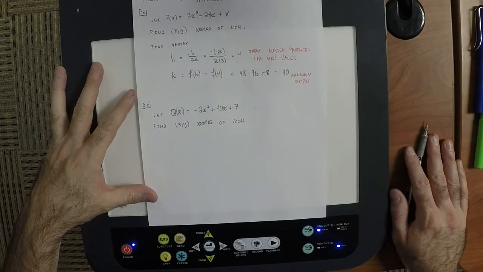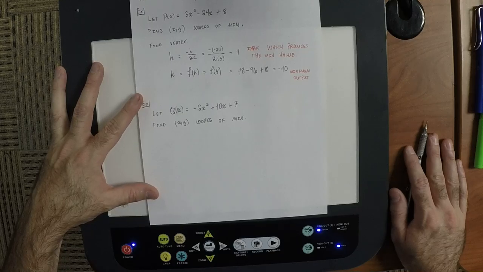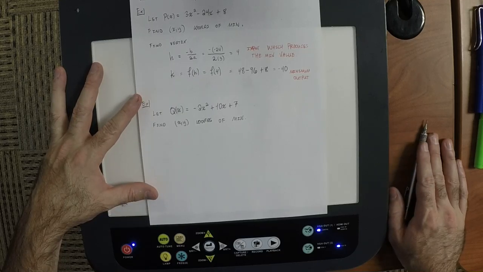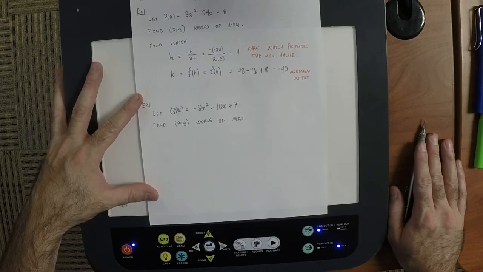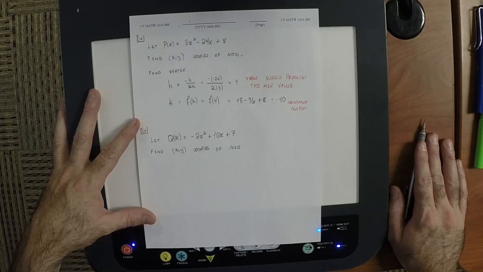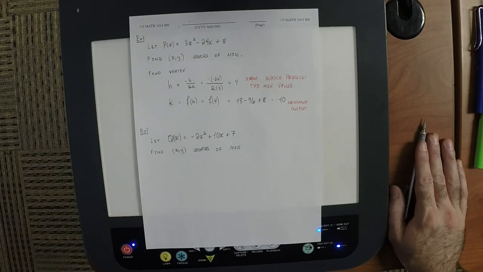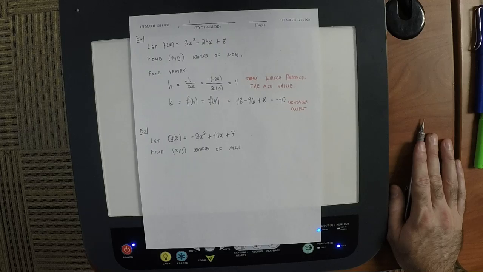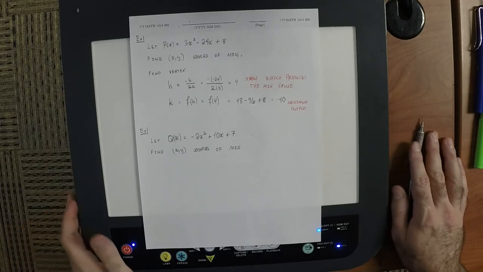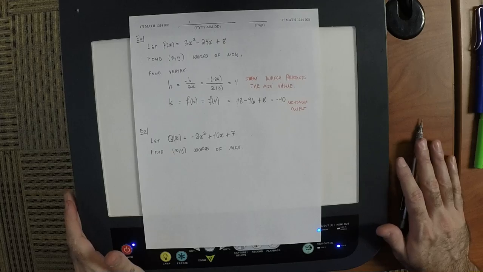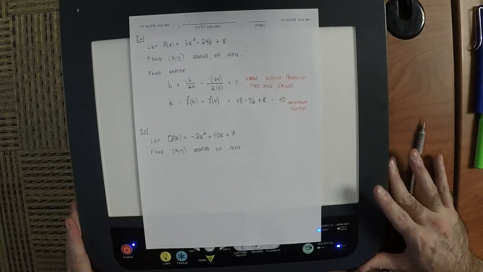Okay, so what's the correct way to respond to this? Not the same. So what? If we have a maximum. I said, if we have a maximum, not a minimum, because it's negative. That's right. So the correct way to respond to this is that there is no minimum.